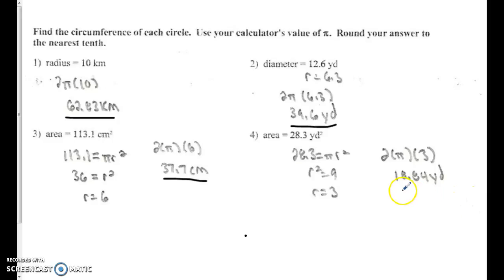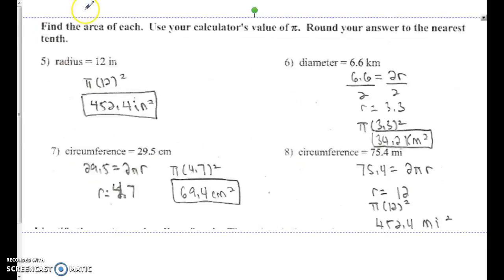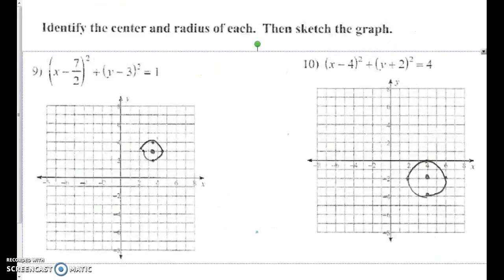For number 4, I got 18.84 and a radius of 3. For number 5, hopefully you got 452.4 inches squared. Number 6, I got 34.2 kilometers squared. Number 7, I got 69.4 centimeters squared. And number 8, I got 452.4 miles squared.